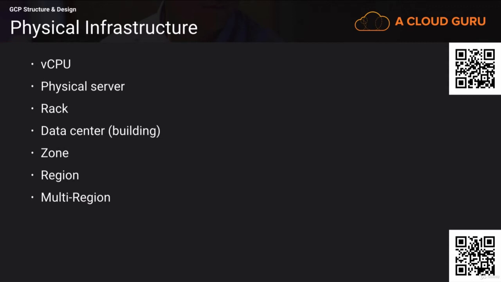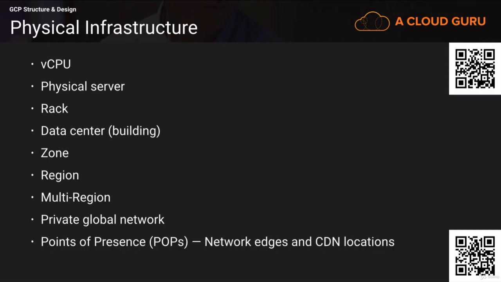Now, remember how I said that GCP was designed as a global system? Well, this is where it really starts to show. All of these regions and zones are connected by a private global network. Google has strung fiber all around the world to connect up its data centers. So traffic from one server to another never even has to touch the internet. Of course, some stuff does have to interact with the internet, and that's where the different points of presence come in. These are the edges of Google's private network that connect to the internet, and a lot of content distribution network locations. Altogether, this makes up a global system.